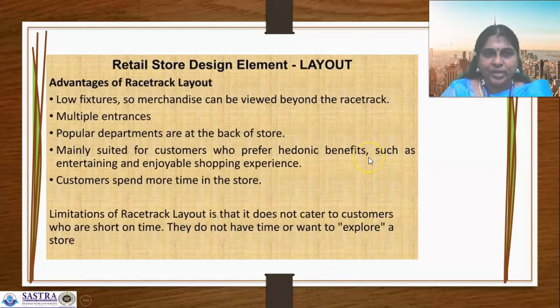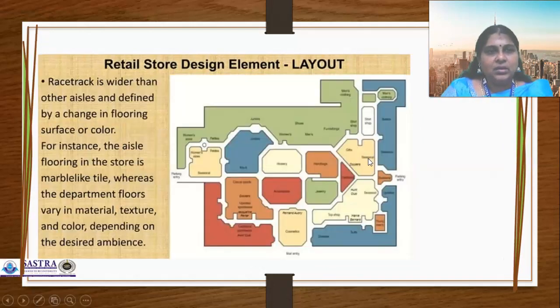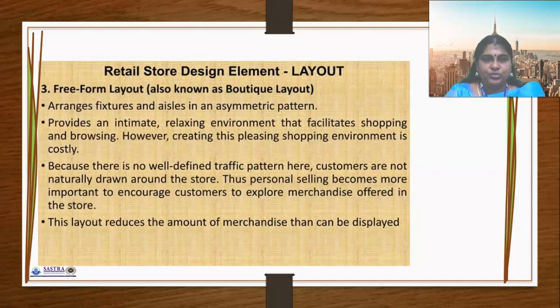In these loop layouts, you can see the racetrack is wider than the other aisles and defined by a change in flooring surface or color. For instance, the aisle flooring in the store is marble-like tile, whereas the department floors vary in material, textures and color depending on the desired ambience. So you can view this one by one by zooming in on your mobiles or laptops.